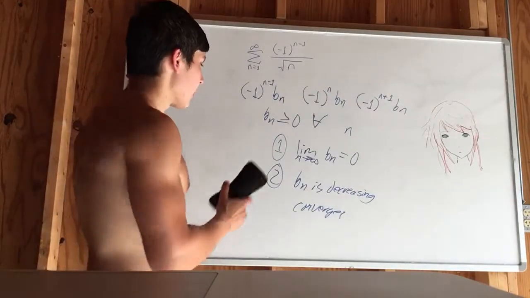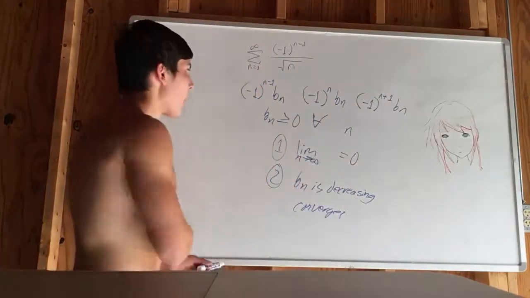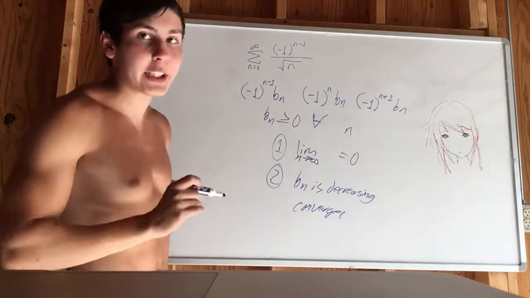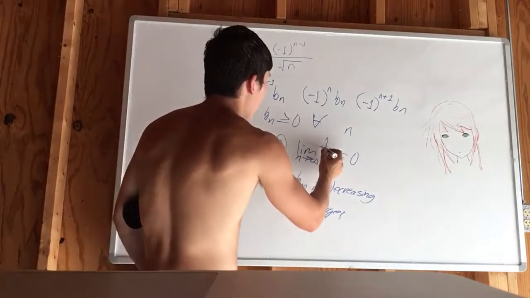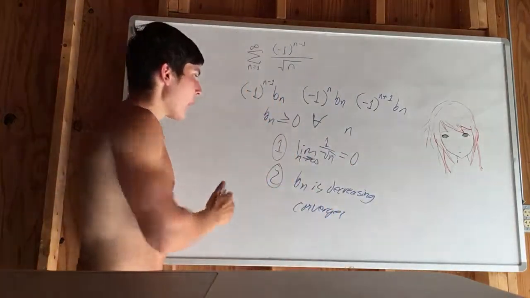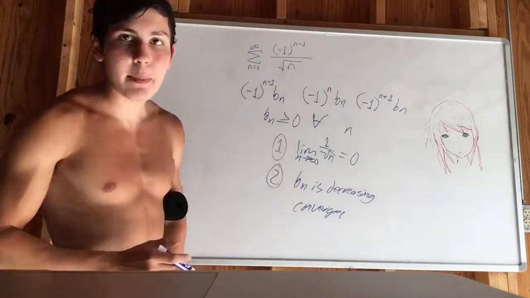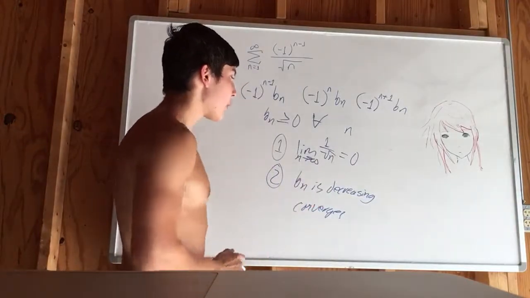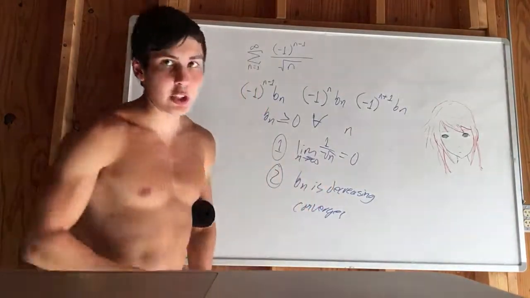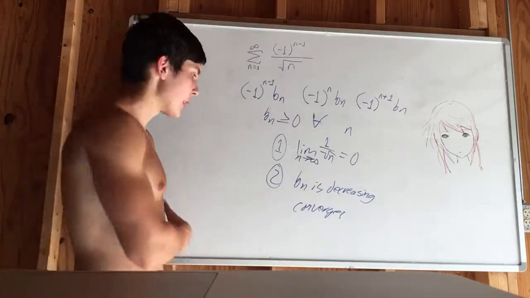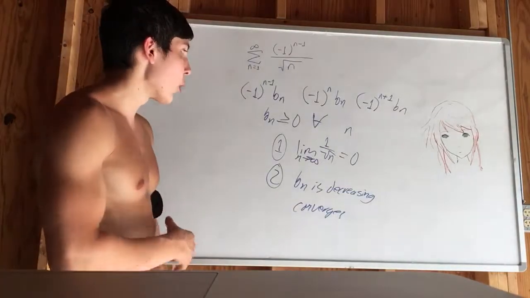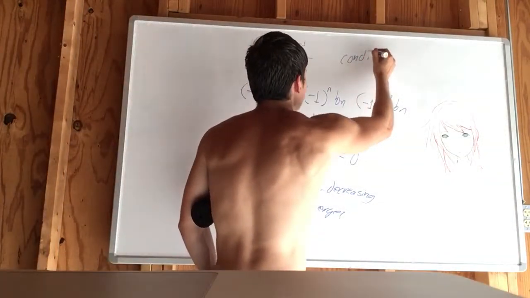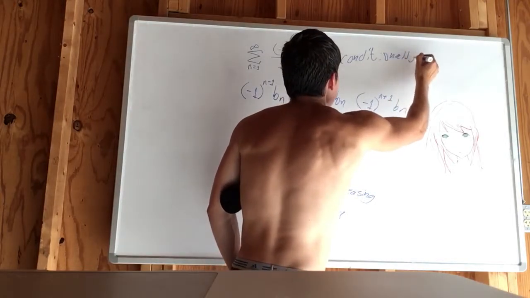Okay? So let's check. What is our b sub n? Our b sub n is just the portion without the alternating stuff, the stuff that causes it to alternate. So it would be 1 over the square root of n. Obviously, if we plug infinity into the denominator, that will be 0. So yes, it passes the first part. Is it decreasing? Yes, because we're plugging larger and larger numbers into the denominator, so it's going to be decreasing. So it converges. We already eliminated absolute convergence, so this conditionally converges.